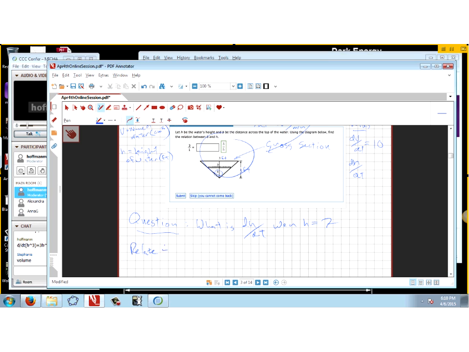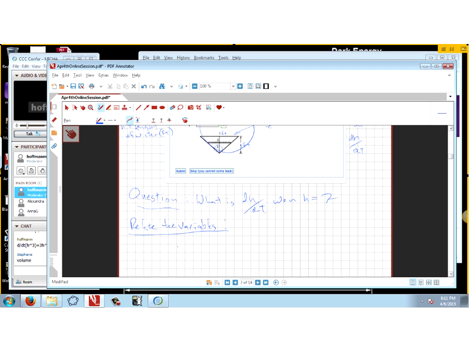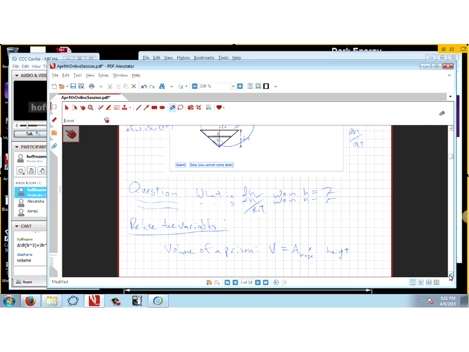So in general, let's relate the variables. We're going to relate the variables by noticing that the volume of a prism in general, this is called a prism, where it's one shape just being stretched out, is V equal to the area of the base times the height. Not the area of the height, just the height. So it's the area of the base times the height.